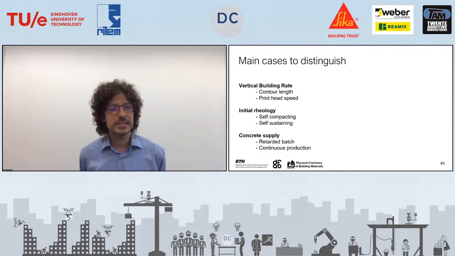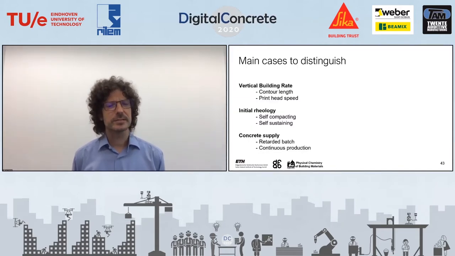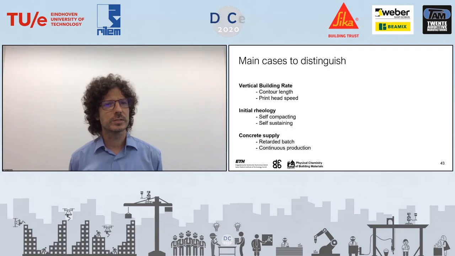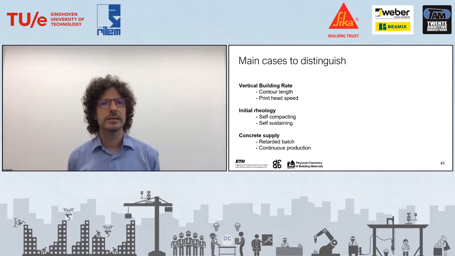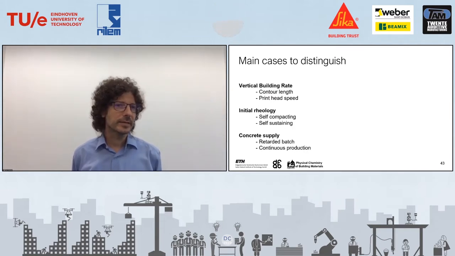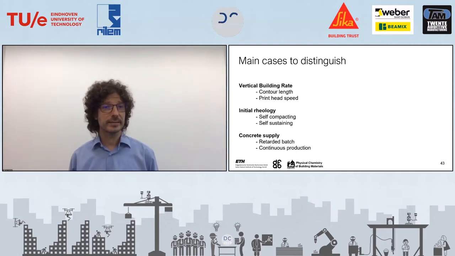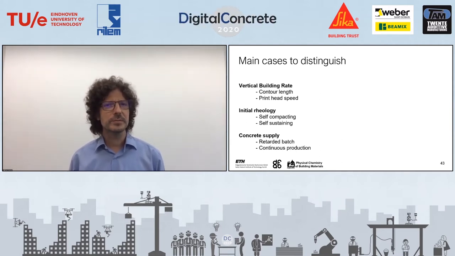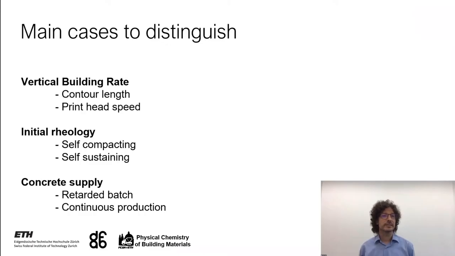So chemistry can help a lot, but it can't do everything. And I think it's important to frame the needs and the targets first. So in this sense, key questions to look at first are: what building rate will we be targeting? And this depends, of course, on the contour length, on the printhead speed, and on the layer thickness. But also, what is going to be the initial rheology? Are we going to be going for something like self-compacting, as in ACDC or SDC? Or are we going to want something self-sustaining, as in contour crafting or extrusion printing?